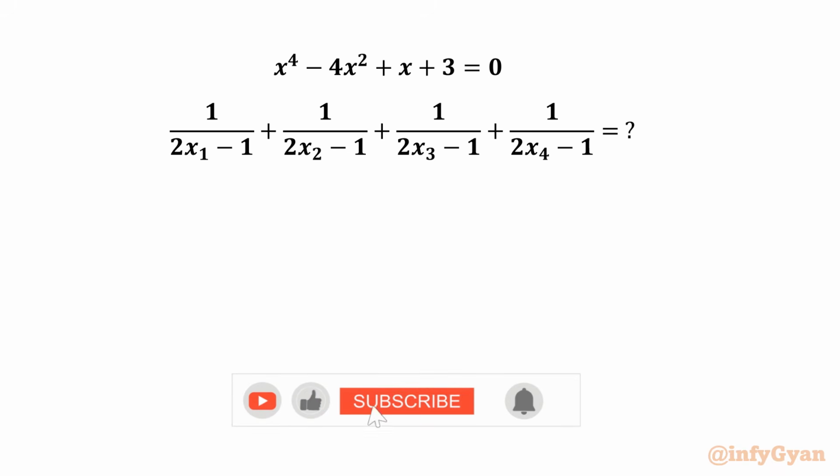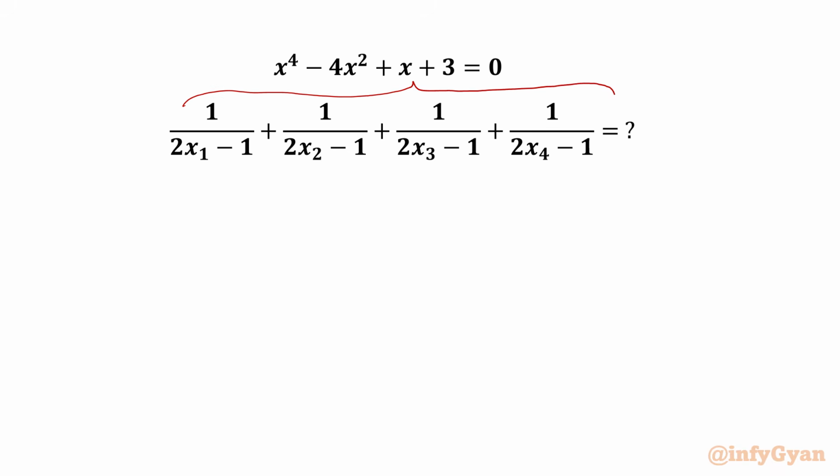Today in this video we are going to solve one very interesting question from algebra. Here we have x power 4 minus 4x square plus x plus 3 equal to 0. Then it is asked to evaluate this sum expression. Let's say this sum is S, where x1, x2, x3, x4 are the roots of the quartic equation.